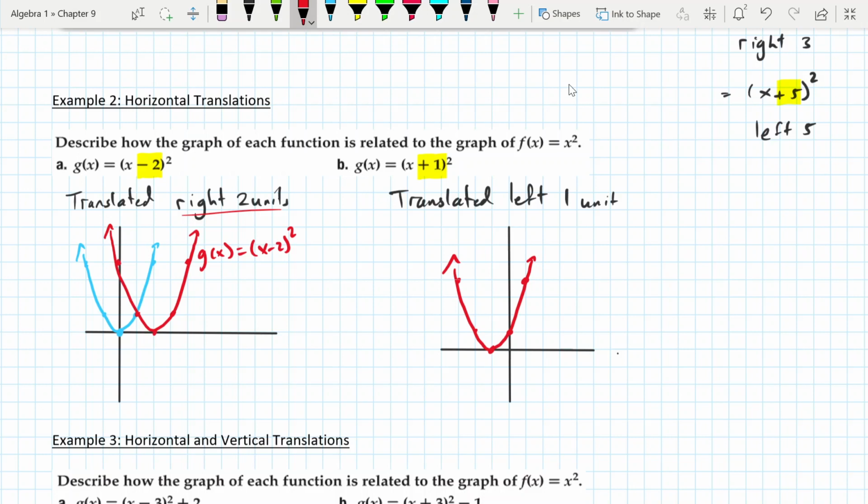So you can see, just like before, if you can recognize these translations, sketching the graph comes a lot faster. And that's the point of learning transformations.